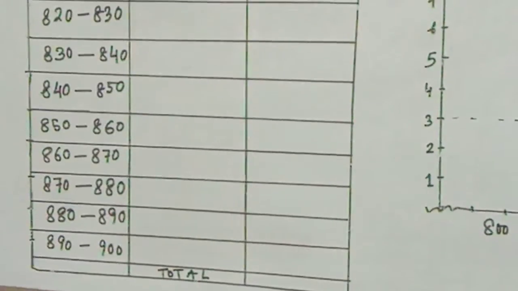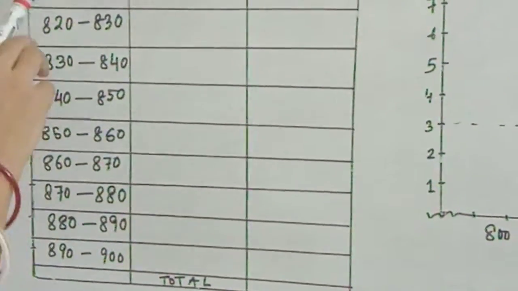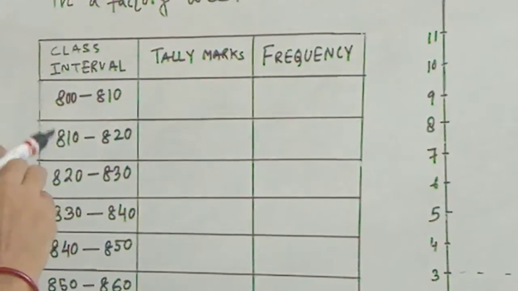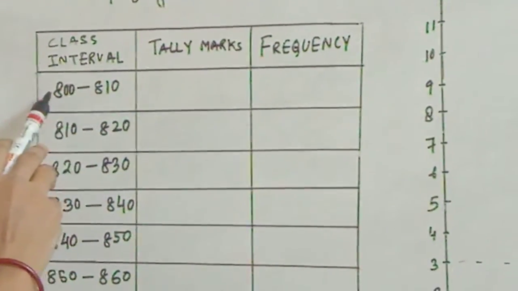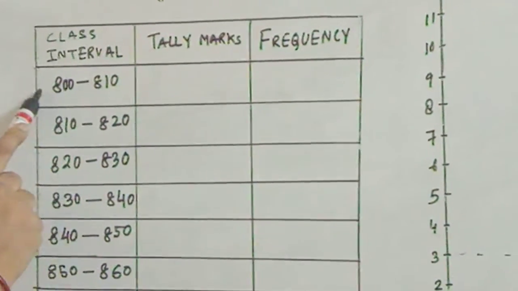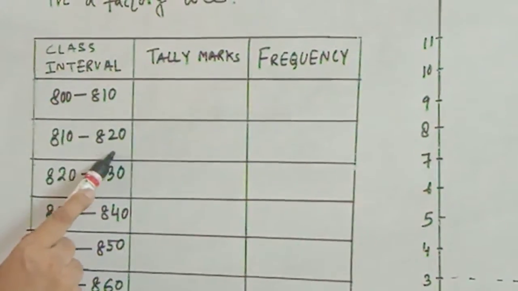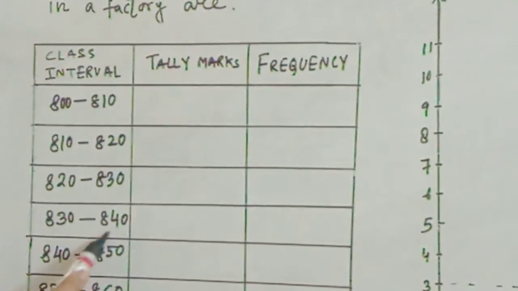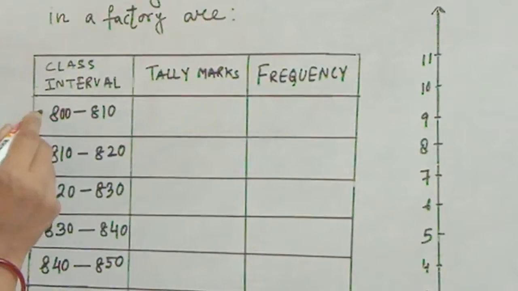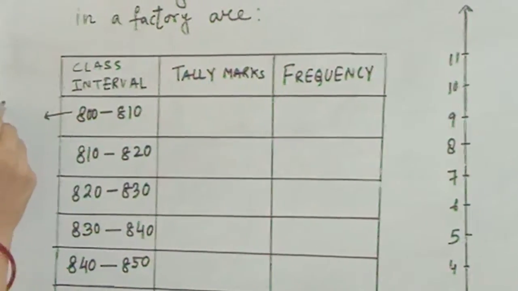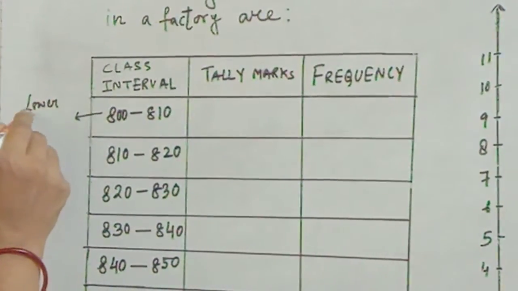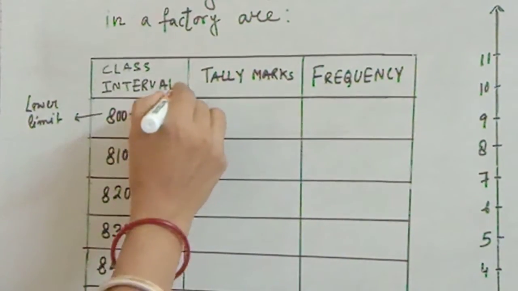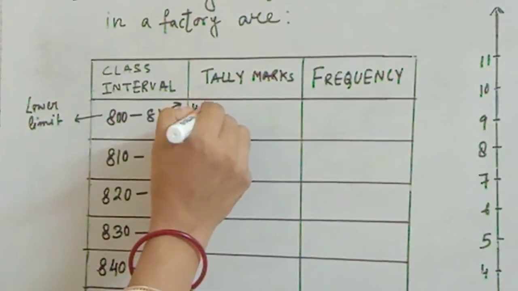We have seen that the highest value is 900 and the lowest is given as 800 to 810. So we will take the class intervals in this way: 800 to 810, 810 to 820, 820 to 830, 830 to 840. As you know, this is the lower limit and this is the upper limit.